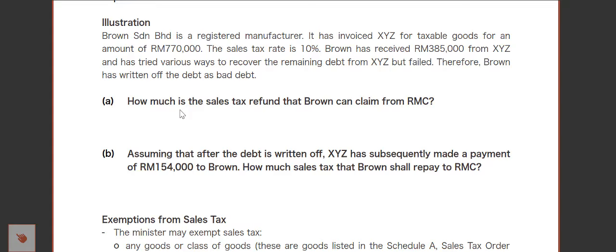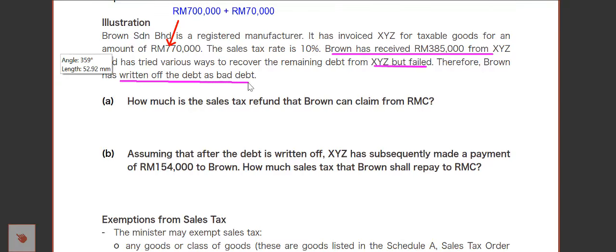Okay, Brown is a registered manufacturer. It has invoiced XYZ for taxable goods for an amount of 770,000. The sales tax rate is 10%. Now, meaning the value of the goods must be 700, right? And the value of the sales tax must be 70. That's why after 10% it becomes 770,000. Okay, but Brown has only received 385,000 and tried various ways to recover the remaining debt but failed. So Brown writes off the debt as bad debt.